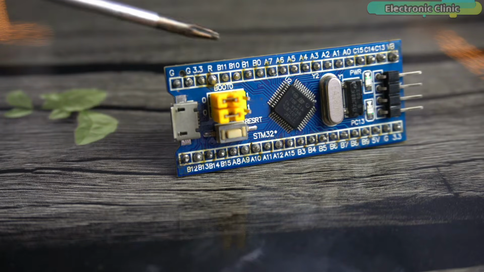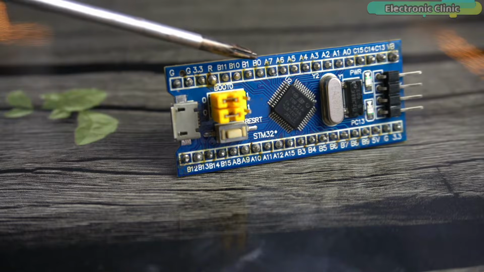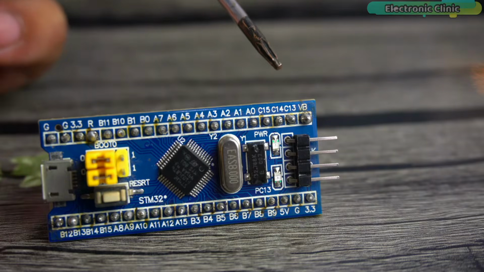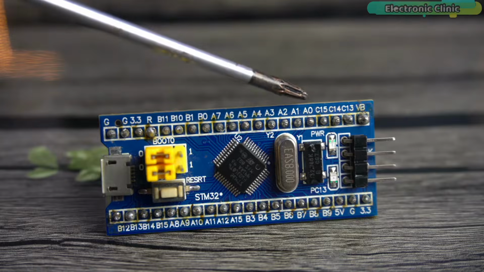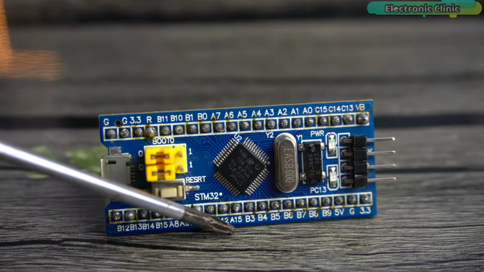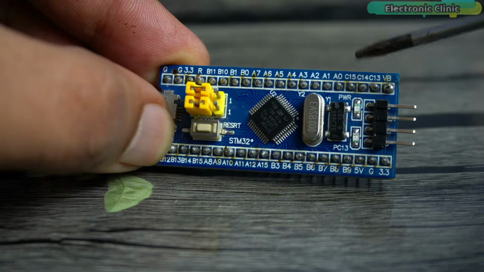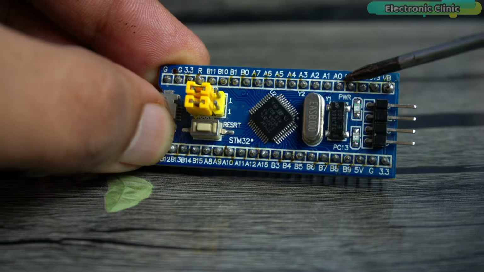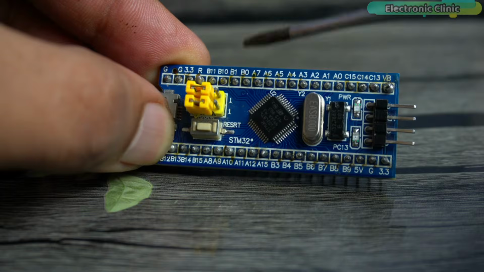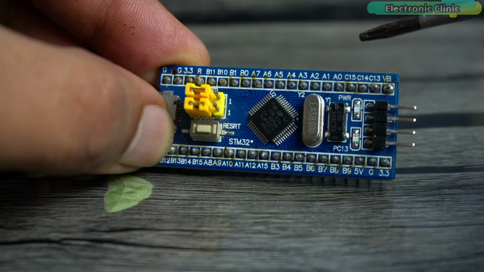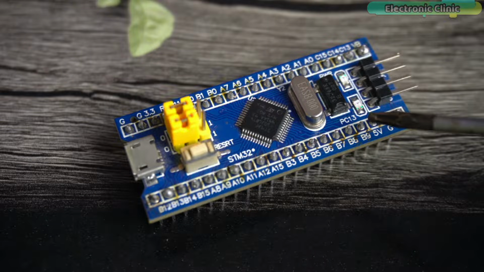It has a total of 32 GPIO pins numbered as B0 to B15, C13 to C15, and A0 to A15, while in the pinout diagram these are numbered as PB, PC, and PA. It has a total of 10 analog pins starting from A0 to B1. These pins are connected to the built-in analog to digital converter ADC of the microcontroller and can be used to measure analog signals.